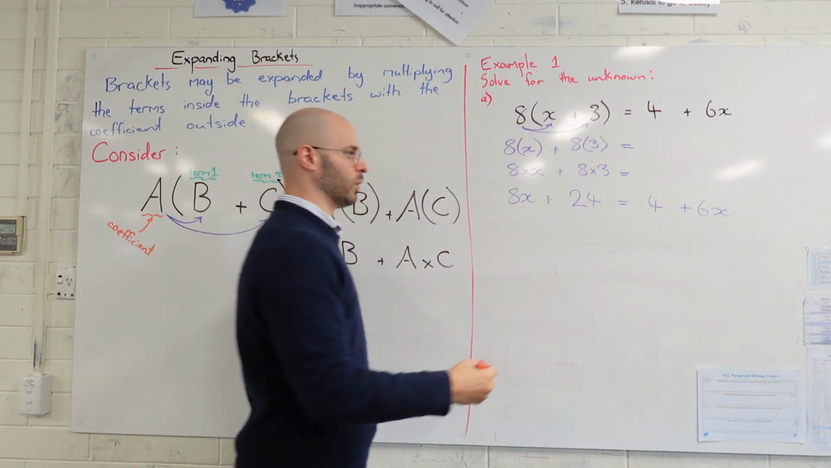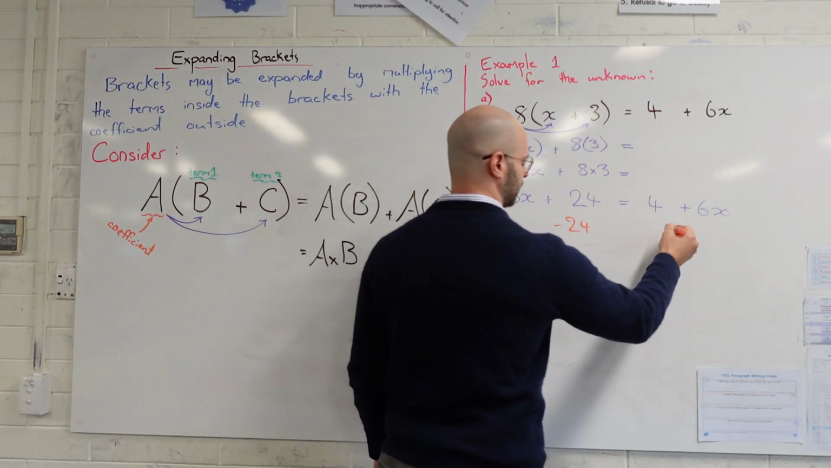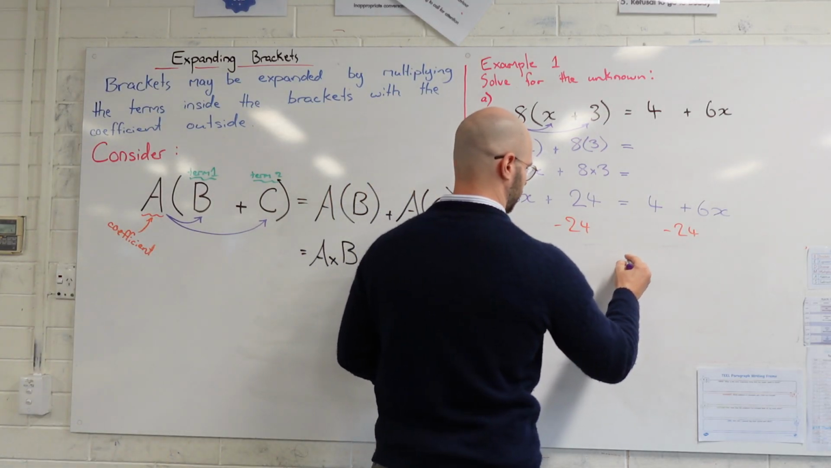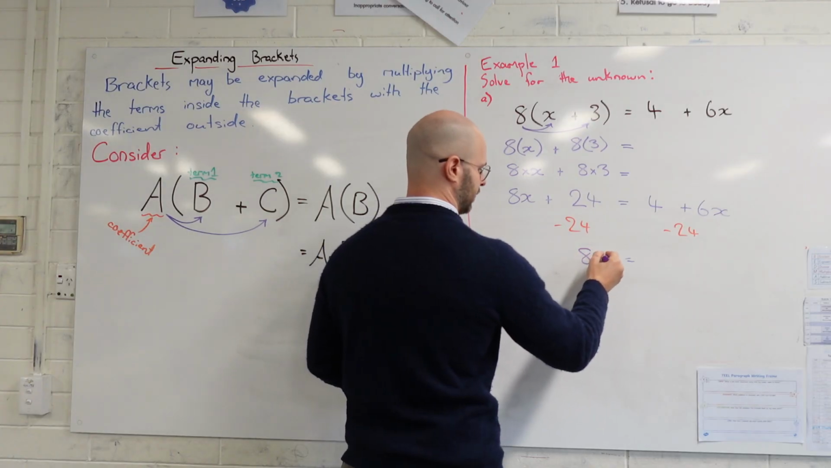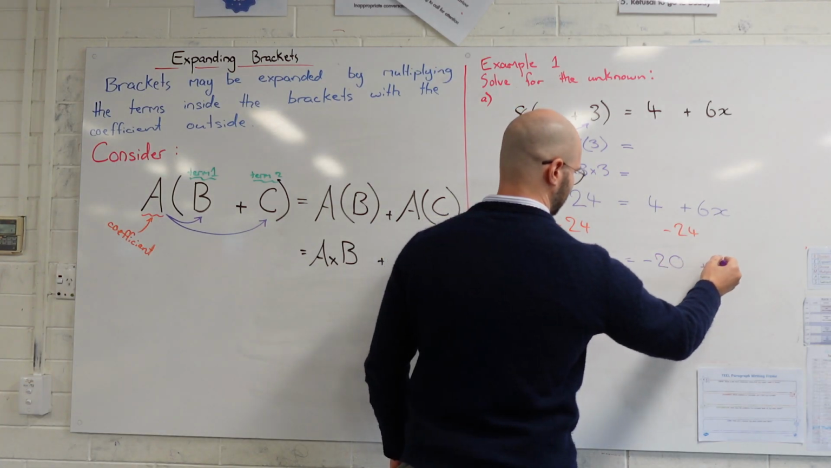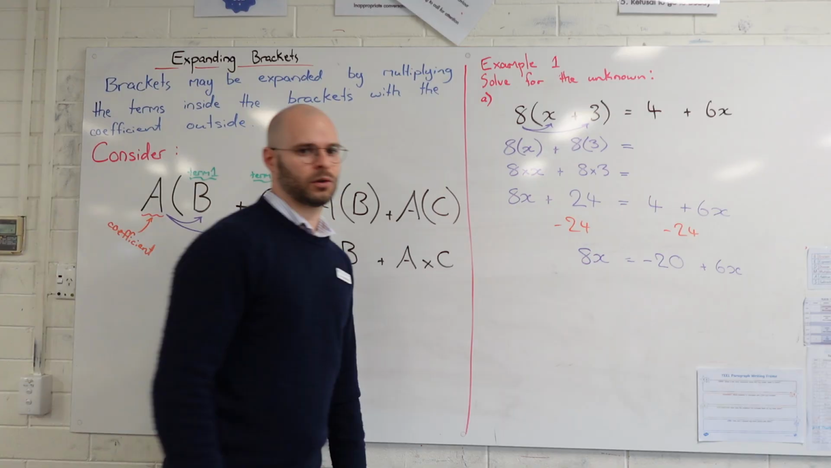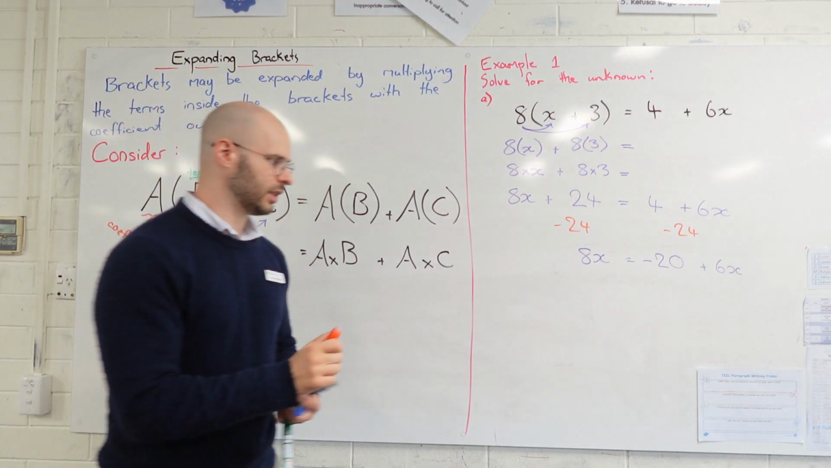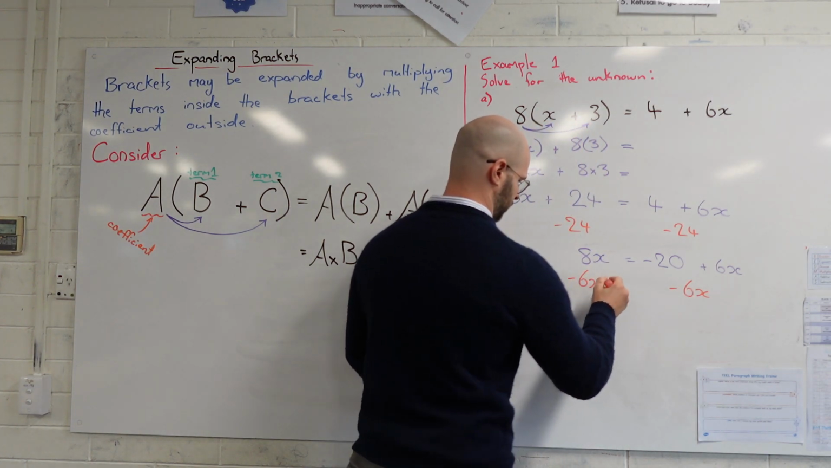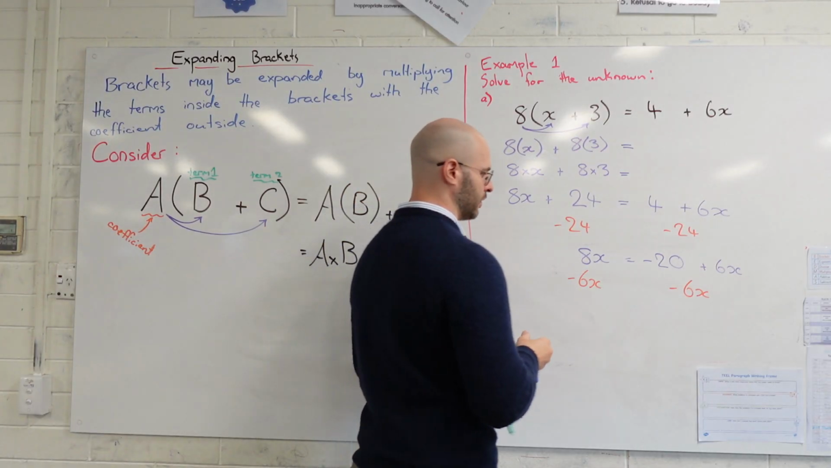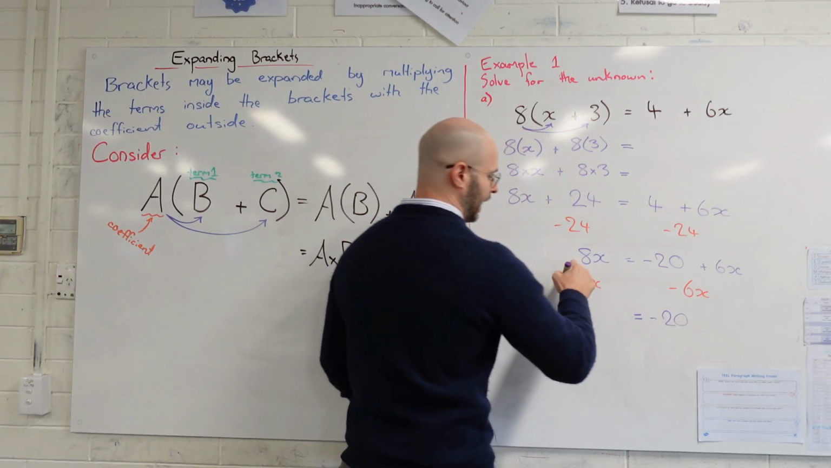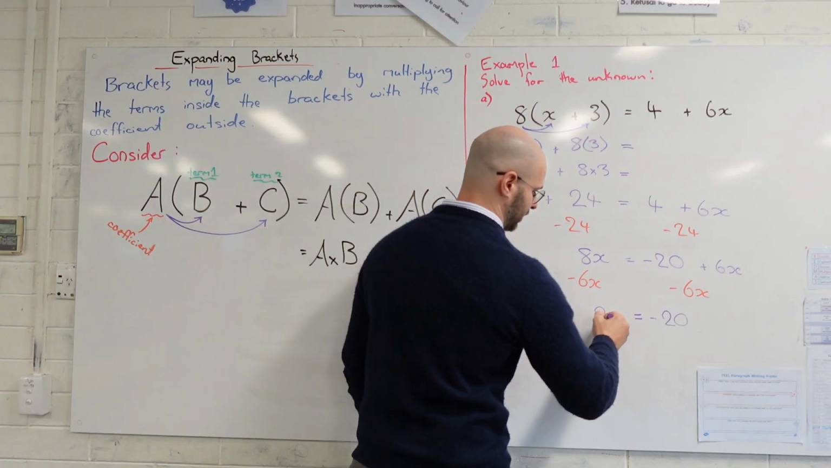Dealing with our constants first, we take 24 from both sides. This is going to give us a result of no more 24 here, just 8x's. And then 4 take 24 is going to be negative 20 plus 6x. We now want to move our variable terms over to the left. To do this, we take 6x's from both sides. Taking 6x's from both sides of the equation, the 6 and the 6 cancel, or eliminate is a better word. 8 take away 6 is going to be 2x's.